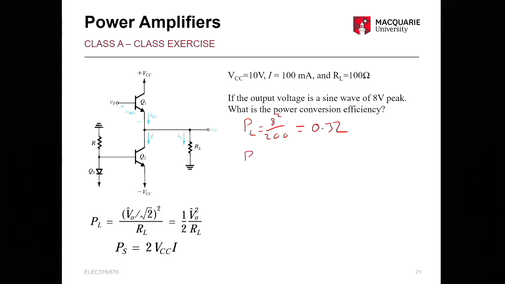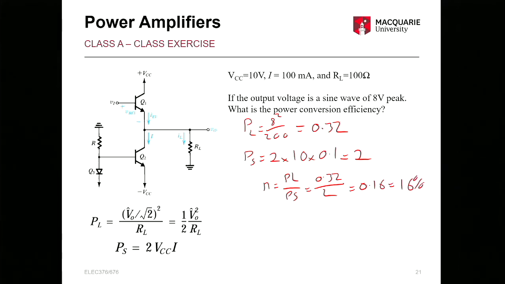PS is just going to be equal to 2 times 10 times 0.1 amps, which equals 2. So our efficiency is 0.16, which is 16%. So as a Class A power amp goes, that's not too bad, but generally it's not great.